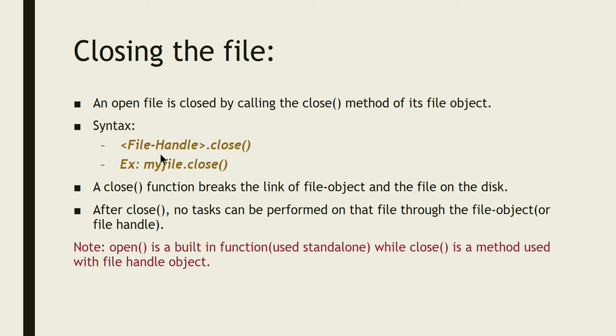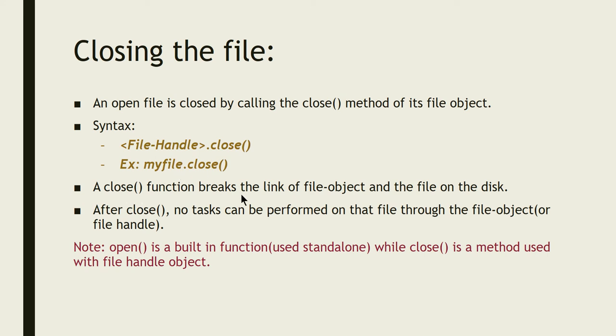So it is the file handle dot close. You must have opened the file and assigned some name, right? That name is nothing but your file object. Whatever file you want to close, you write that file object name dot close, that's it. Just specify this statement: myfile.close or file1.close or file2.close, or whatever name you have given. You have to call the close method through the file object.